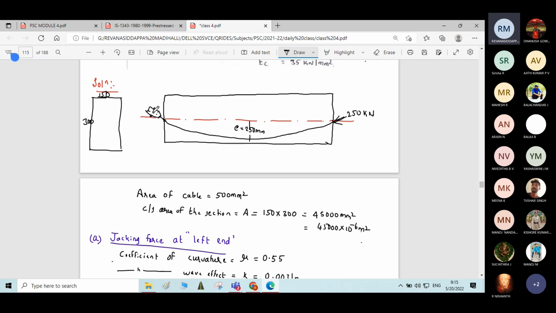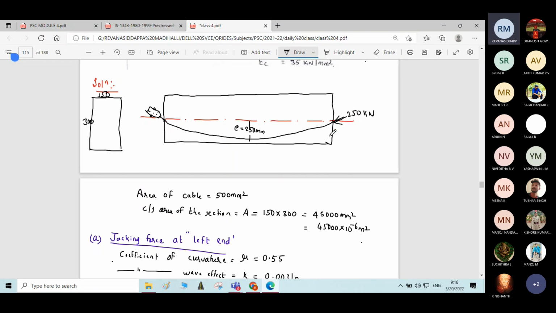If you apply some particular force, the same force will not be transferred here. There will be some loss due to friction. If you want to produce 250 kilonewton at the right end, you need to apply some extra force so that, considering the losses due to friction, 250 kilonewton will be induced at the right end.